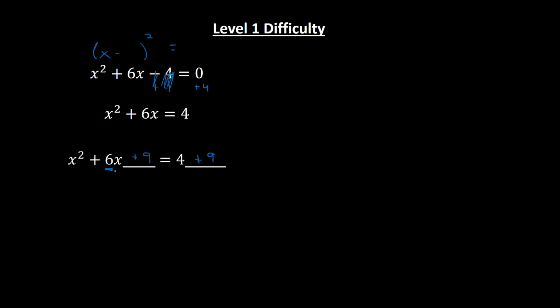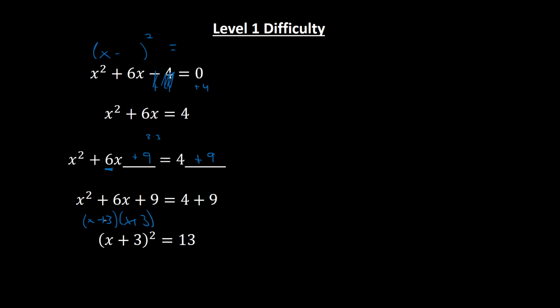And then from here, we're assuming you know how to factor at this point. When you factor, this will become x plus 3 squared. Right? To get 9, I need a 3 times a 3, and when I add them together, I get 6. So this becomes x plus 3 times x plus 3, which is x plus 3 squared.